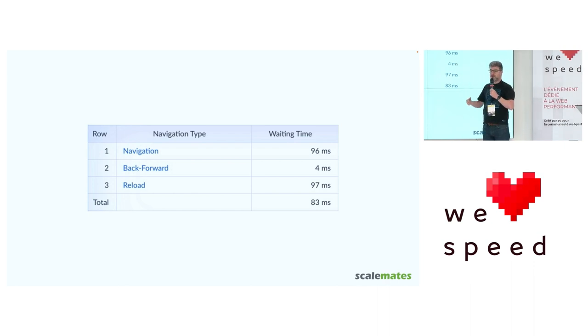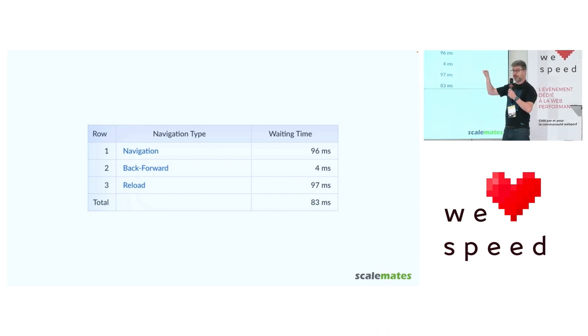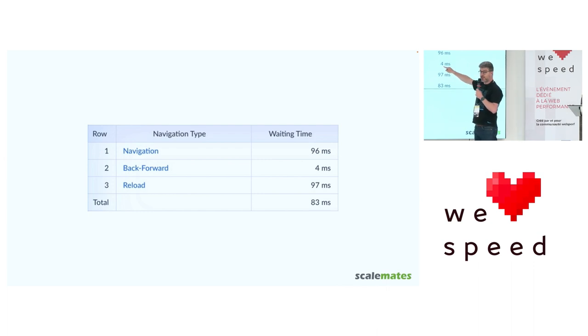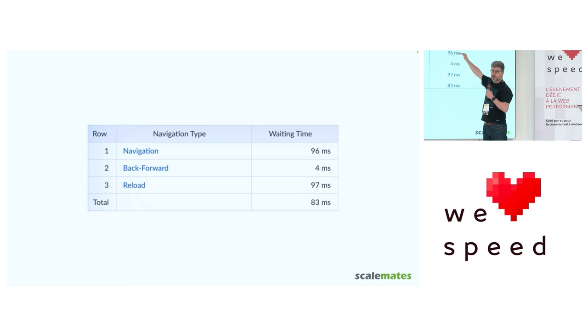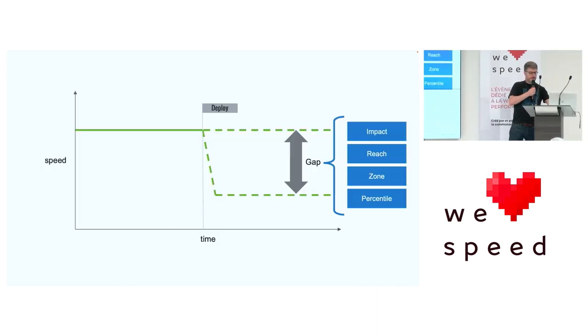How many of you have said, hey, we have a project to speed up the back forward navigations, because if you click the back button, it's 4 milliseconds. Now what is the problem? This is 14% of the data. 14% ultra, ultra fast. It's enough noise to give you the impression that your site is actually faster than it is. So my advice, I always focus on this. And why does it matter?